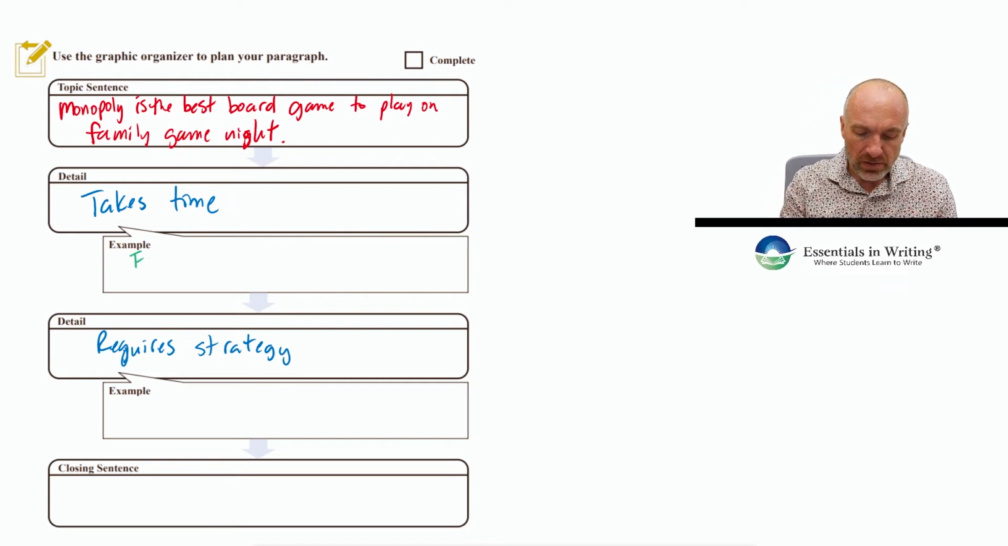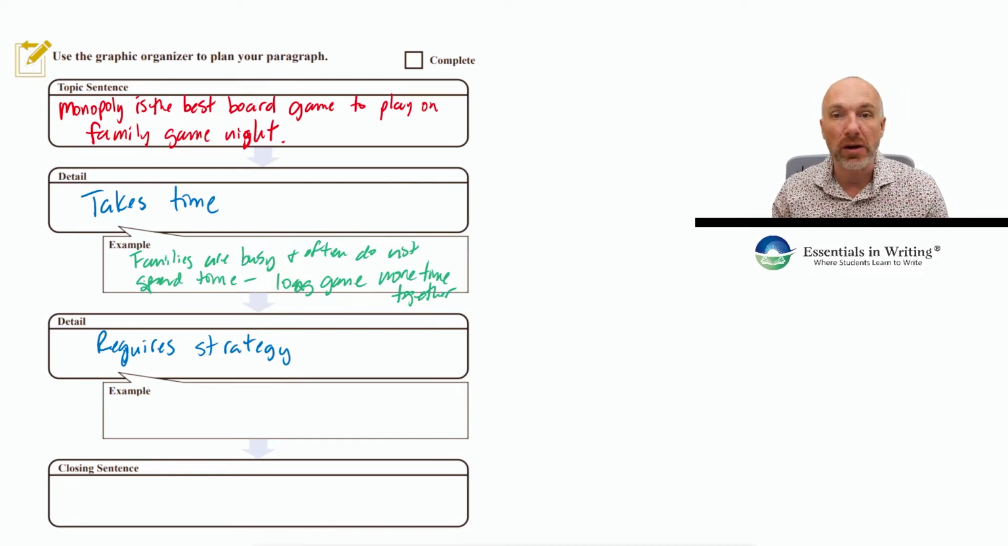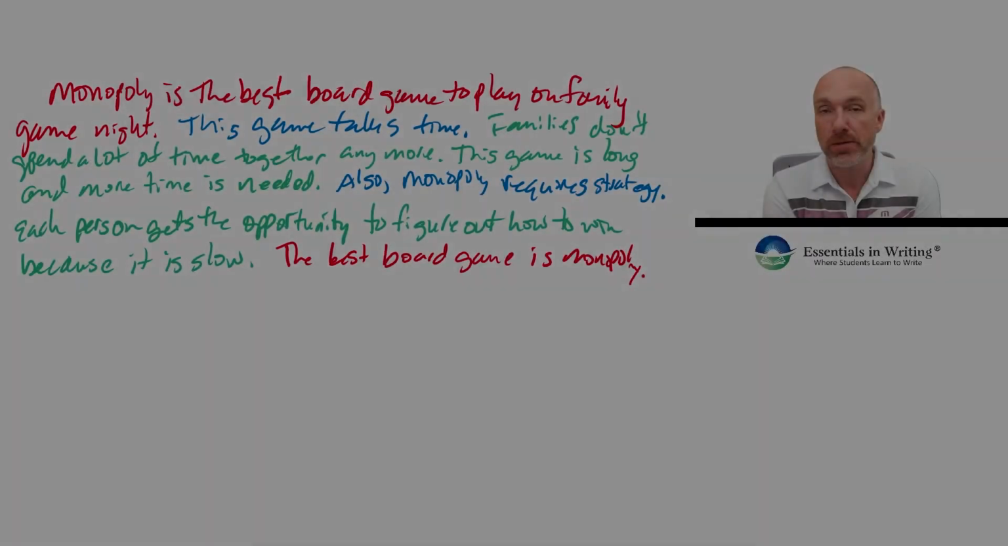So families are busy and often do not spend time. Long game, more time. Now notice I'm simply just making notes so that I know what I'm going to say when I write my draft over here to the side underneath my. So I have to build that.